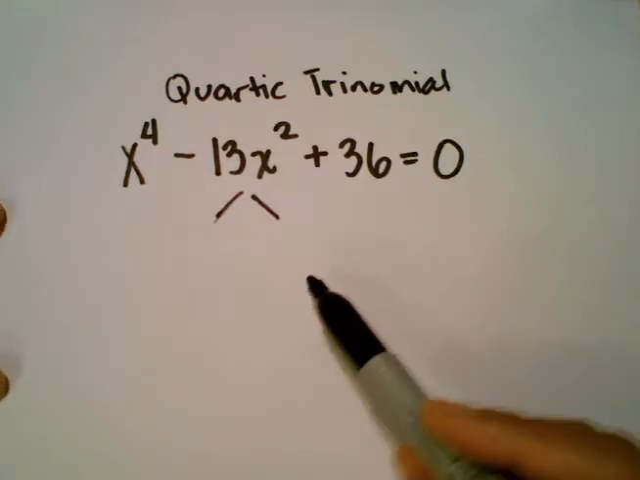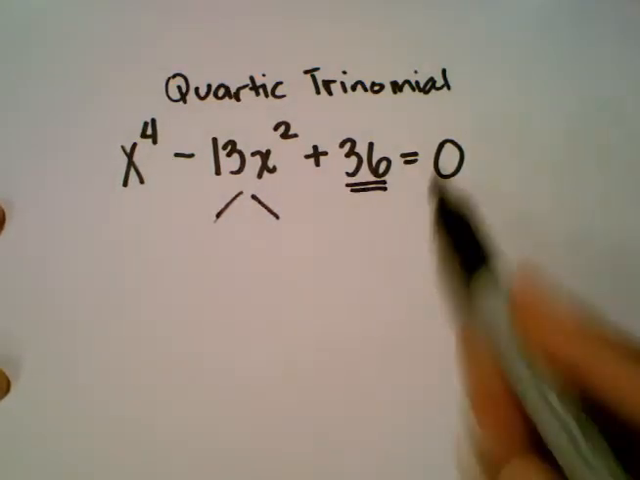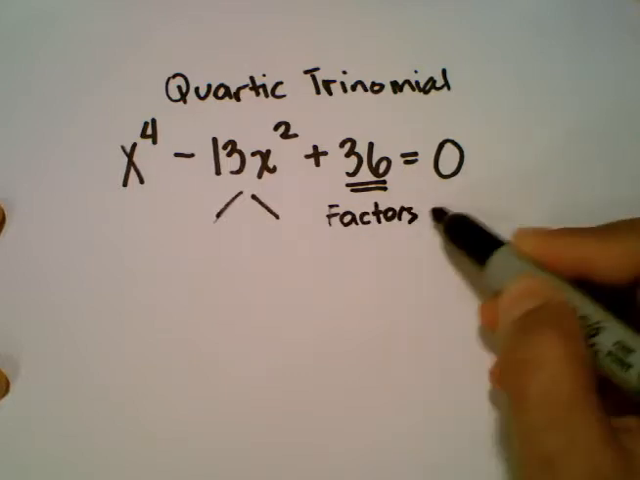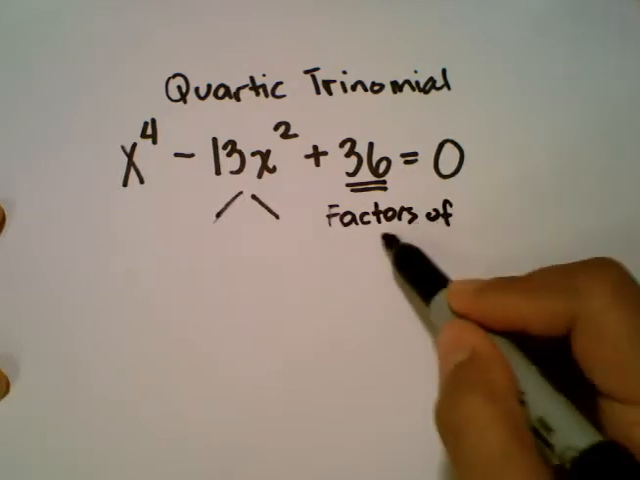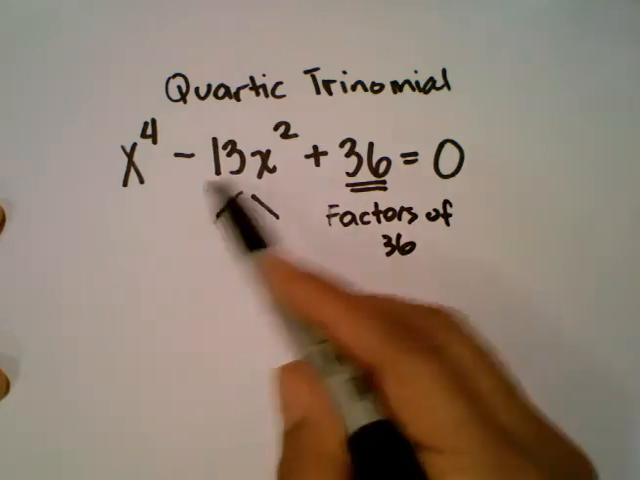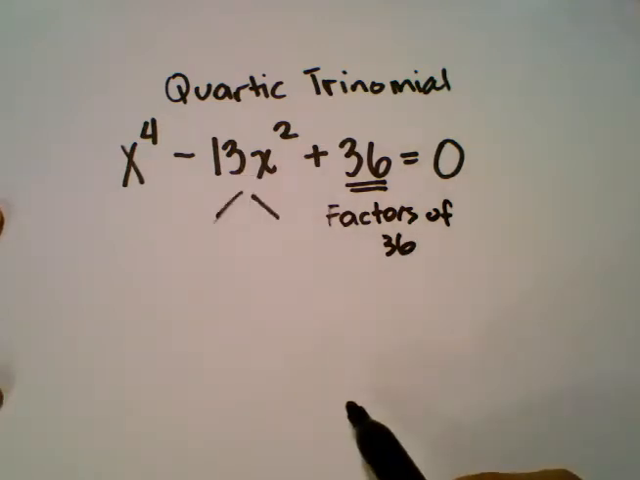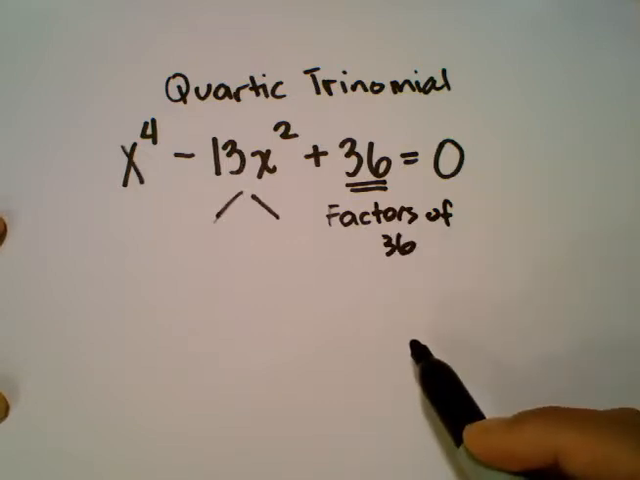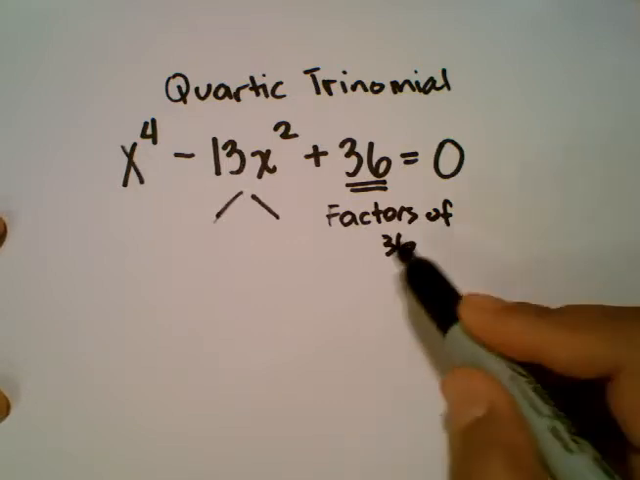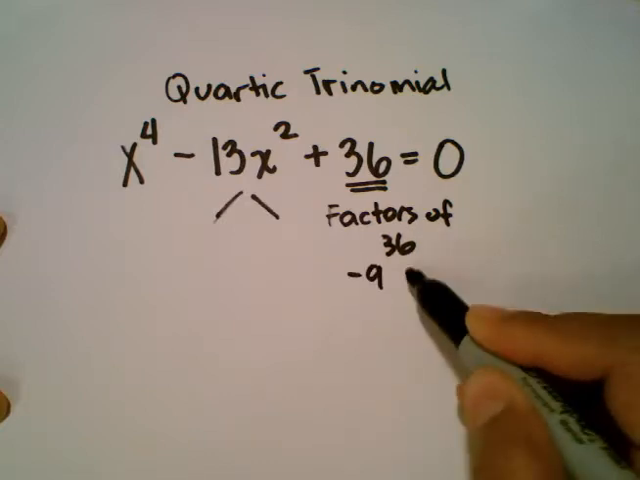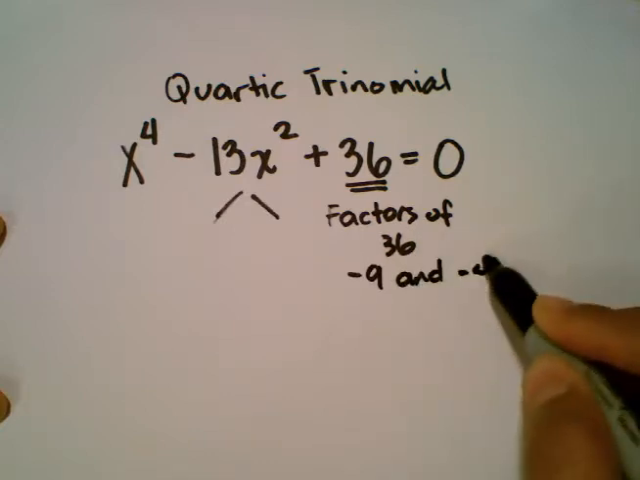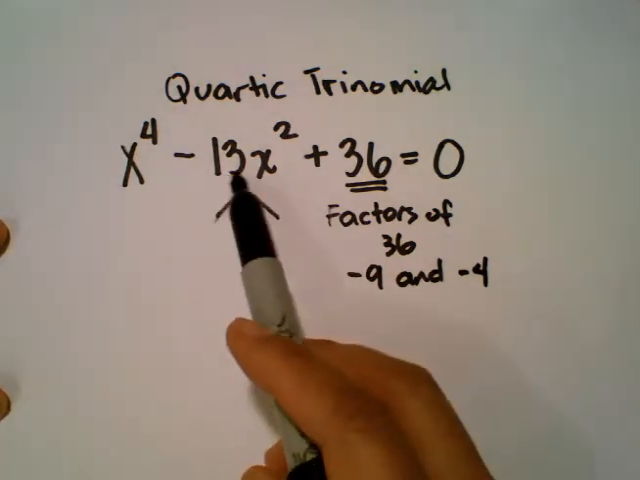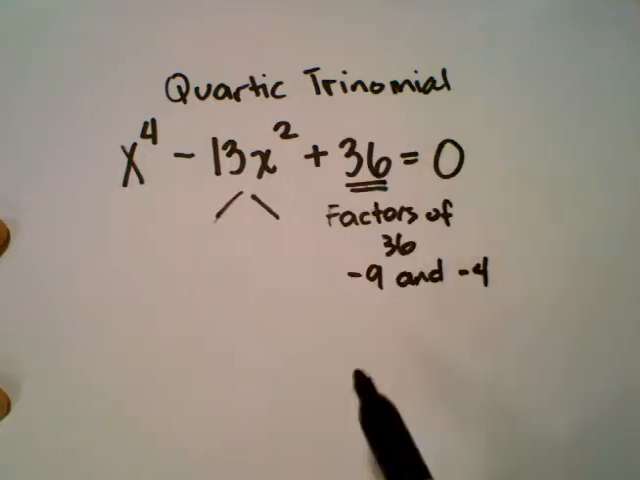The way we want to do that is look at this last term. We want to look for the factors of 36 that, when you add them, equal negative 13. The factors of 36 that add up to negative 13 are negative 9 and negative 4, so I want to keep that in mind. So what we'll use here is a negative 9x squared and a negative 4x squared.